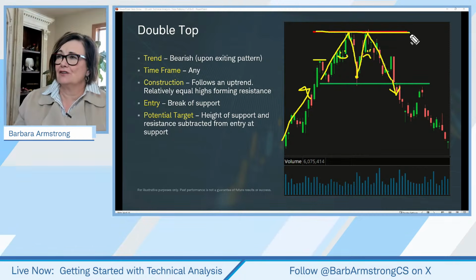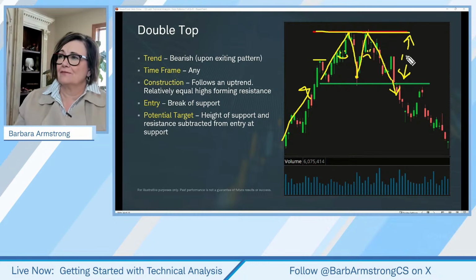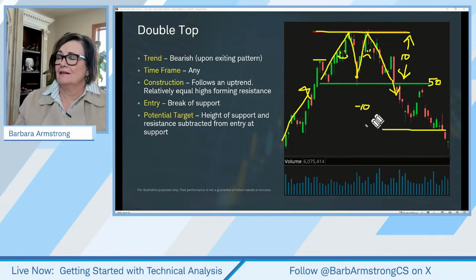Again, you're going to measure from the top to the bottom. And just to make the math easy, if this is a range of about $10, you'd say, well, I'm going to move my target to $10 below. And that would be my target. So if this was 50, our target would be 40.